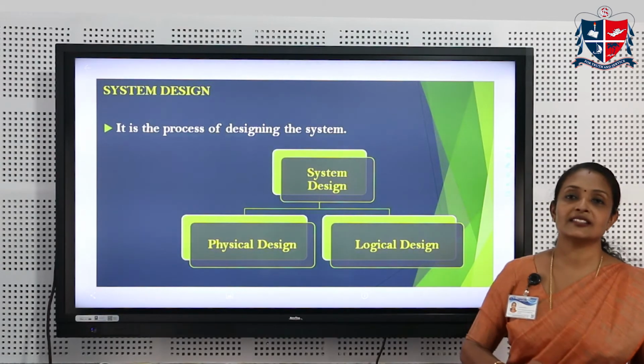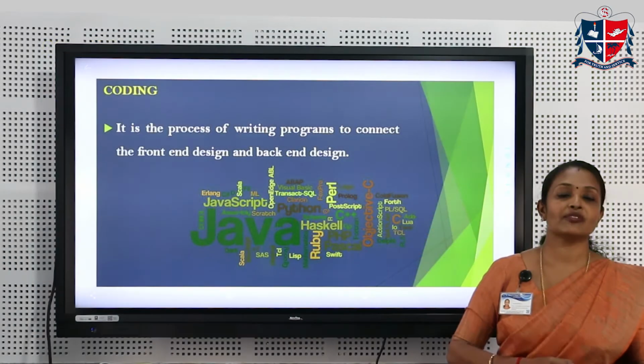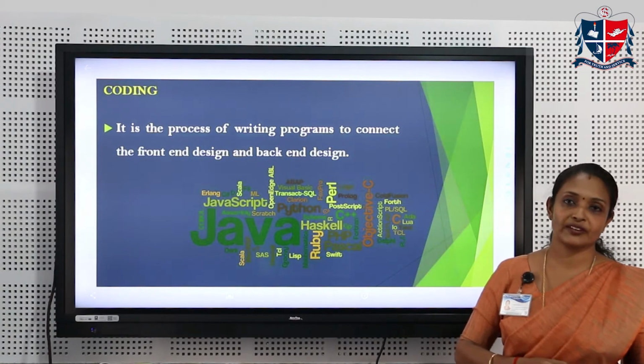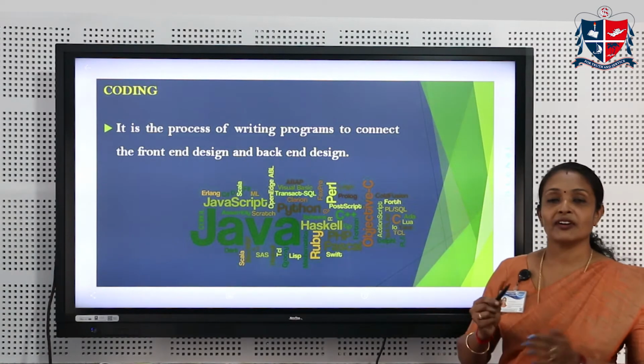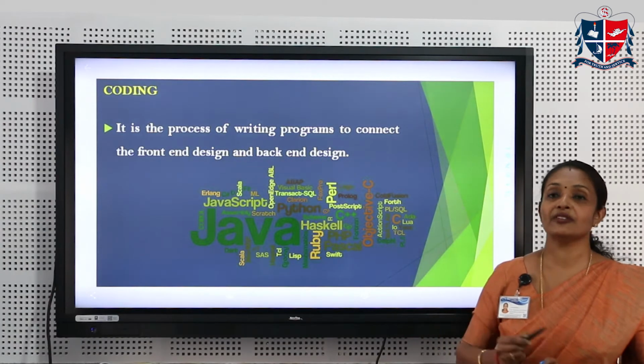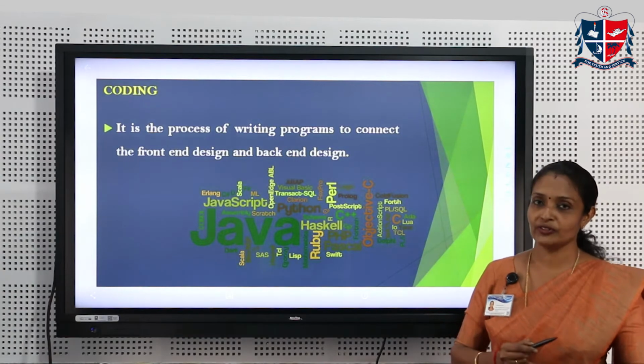After completing the design part, we are moving on to the next phase, that is known as coding. Coding is the process of writing the programs to connect the front end and back end of the software. That means whatever UI we have designed and whatever front end, back end we have designed, we have to connect the front end part of the software and the back end part of the software.